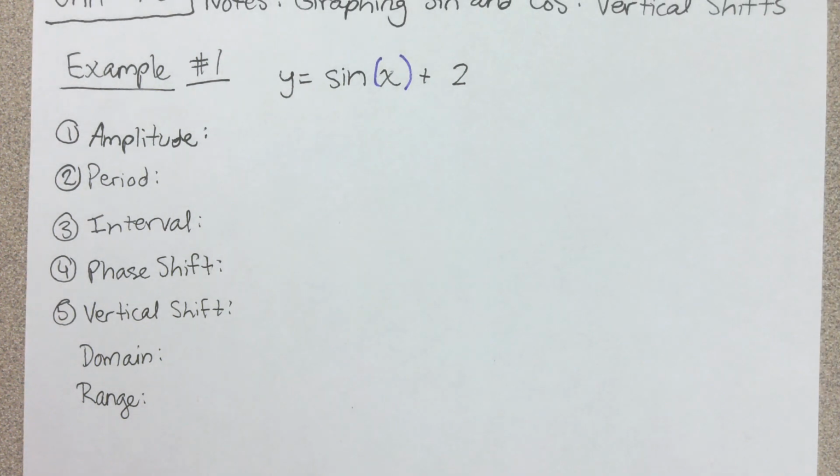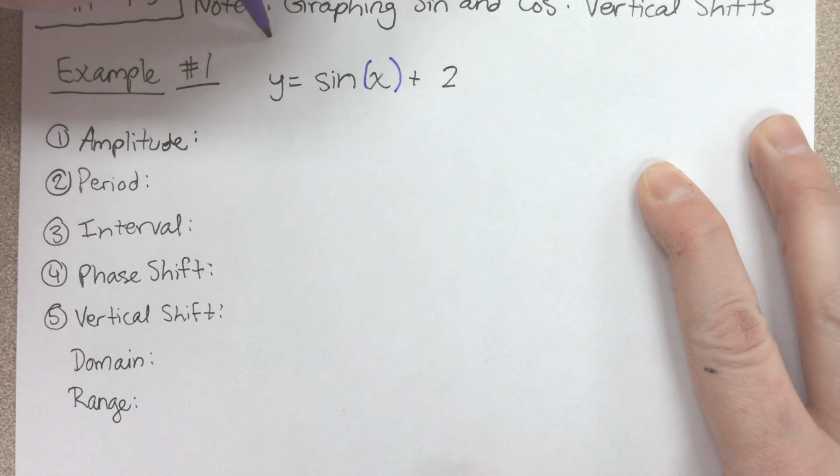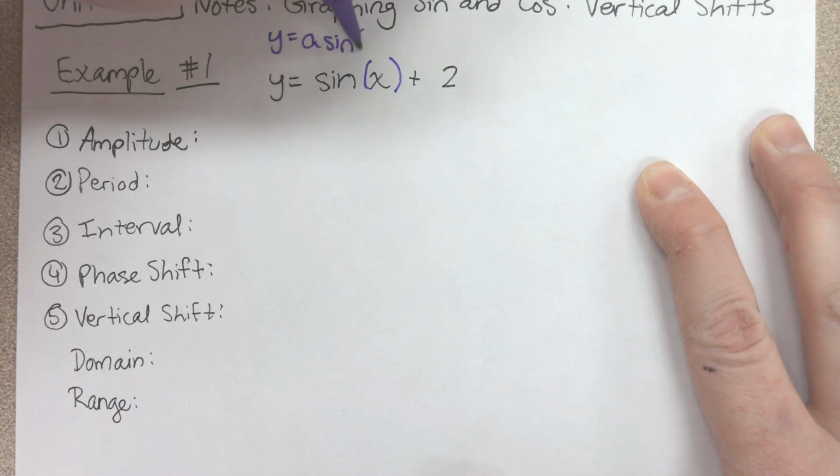So before we fill out this information, let's talk about a few general things. So the general form of our sine equation, y equals a sine of bx plus c plus d.